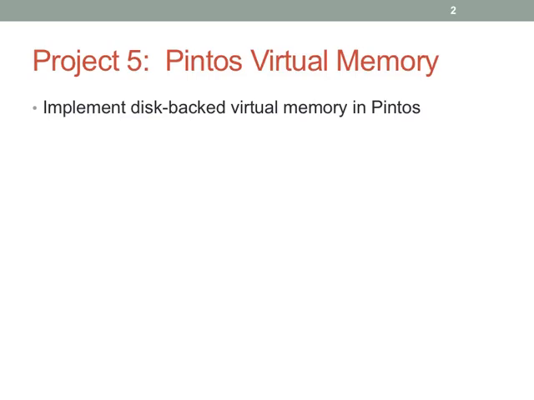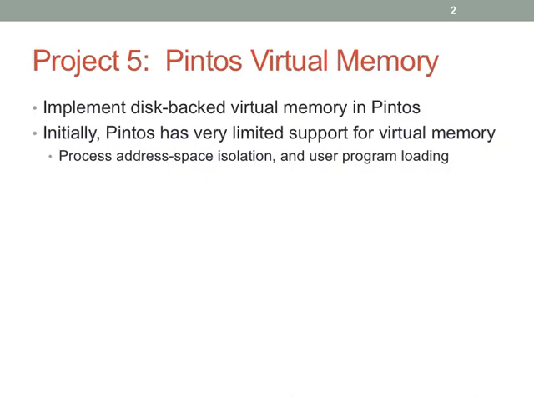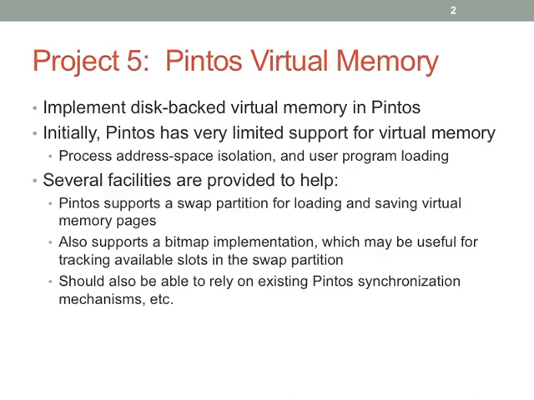Pintos does have virtual memory because remember, programs can only contain virtual addresses. So the kernel has to have some kind of virtual to physical address space mapping. So really what we're talking about is implementing disk-backed virtual memory so that we can page things in and out of page frames. So we have address space isolation that already exists in process.c and a few other things. And user program loading is also described in there. So there are certain things that you have to build on, which is really nice.